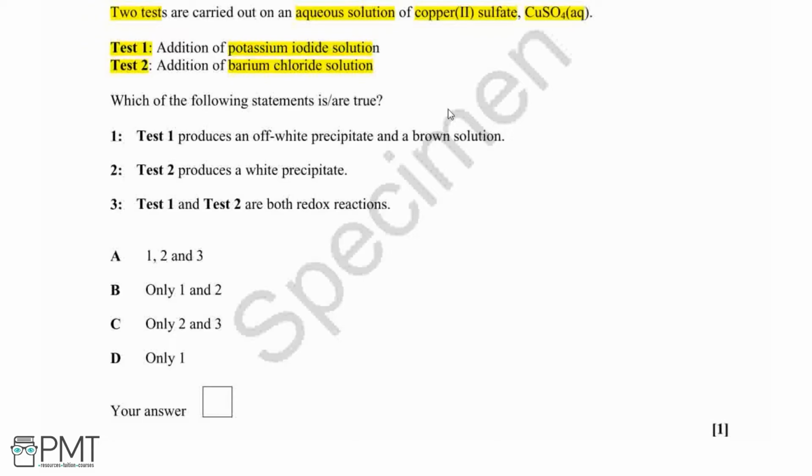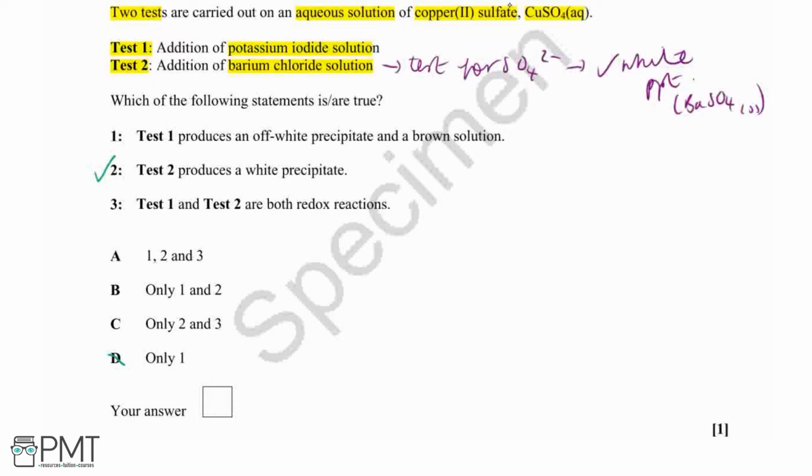This is test 2, and we use this to test for sulfate ions, which we have in our copper sulfate compound, and therefore we will see the positive test, which is the production of a white precipitate, which is a barium sulfate solid. That means that statement 2 is definitely correct. So from our options A, B, C and D, we can eliminate option D so far.